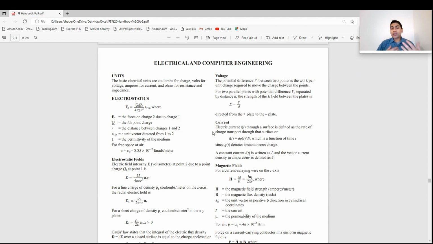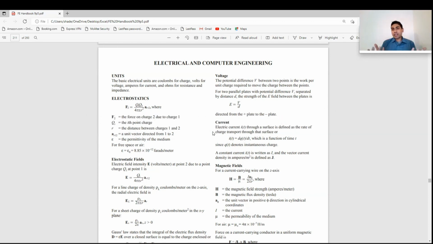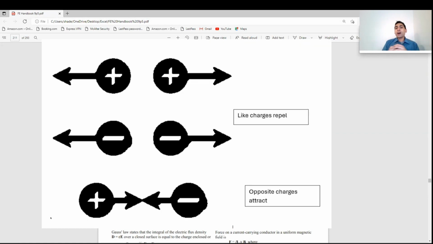So first of all, my general question to you guys would be, what is electrostatics and why do we need that? For those of you who already know the answer, good. But for those of you who do not know what electrostatics is, it is, from the name itself, static electricity. Obviously, we know that a positive and a negative charge are supposed to attract each other. Similarly, if it's a positive and a positive charge, they are supposed to repel each other, or if both are negative, they repel each other as well.